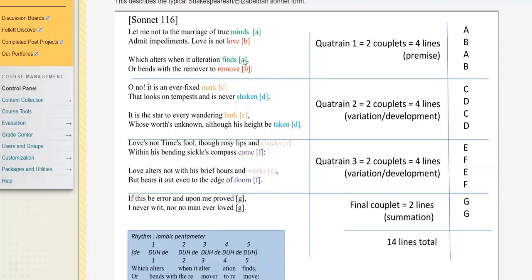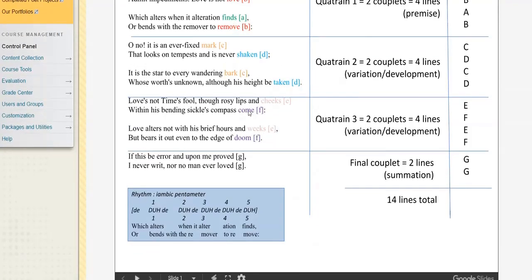So as long as lines 1 and 3 rhyme, and then 2 and 4 rhyme, and notice that the rhyme scheme ends there and restarts with the next quatrain. So it's not like the 5th line has to rhyme with the 1st, and so on. We repeat that pattern of 4 within each of the quatrains. So then we have mark, bark, shake and taken, 2 perfect rhymes. Cheeks, weeks, perfect; come, doom, sort of an off rhyme there.